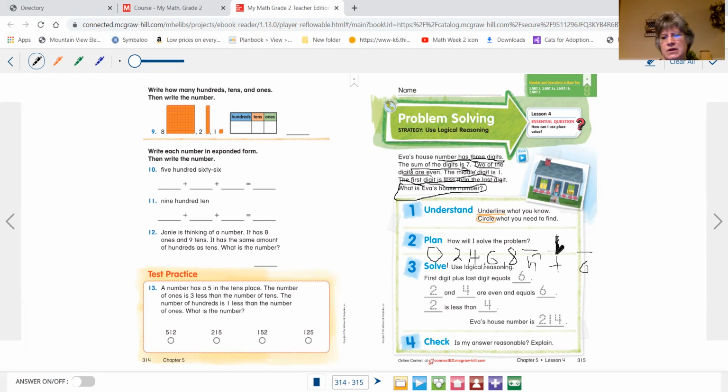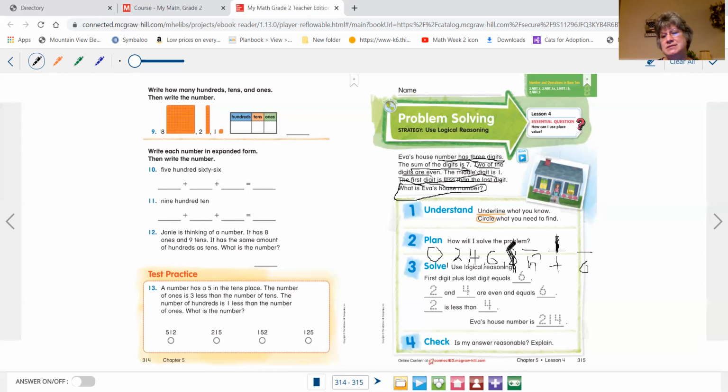Okay, we also know that the first digit is less than the last digit. So that means the number in my hundreds place has to be less than the number in my ones place. Okay, so if we look at this carefully, we know that the digits are going to add up to be 7. That automatically eliminates 8, right? So we can mark through our 8.